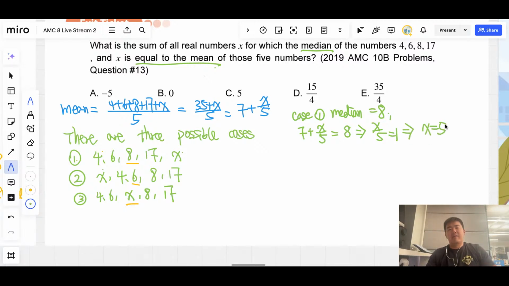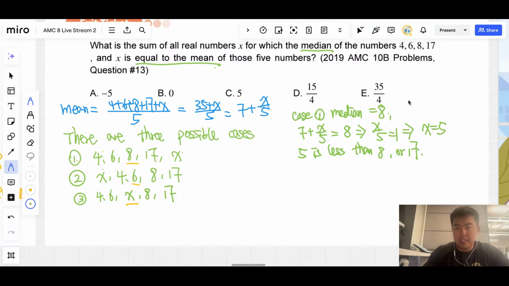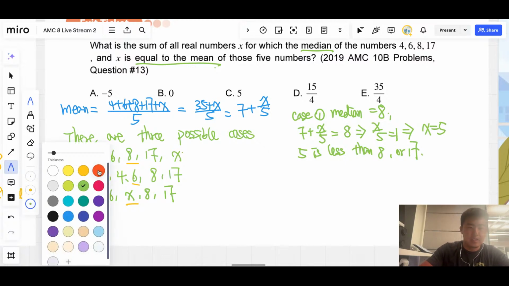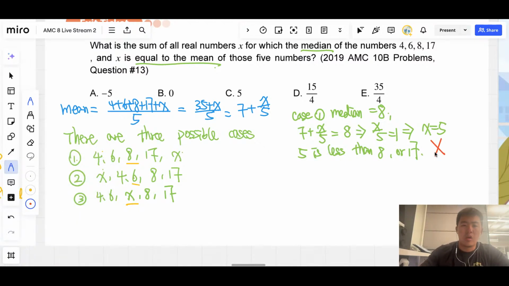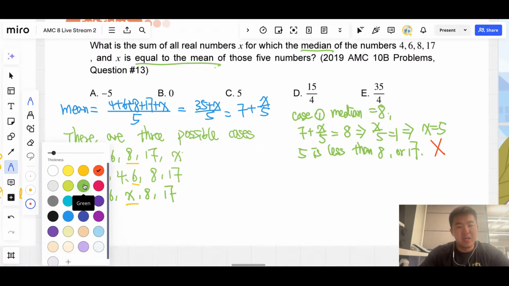So think about that. If x equals 5, when finding the median, we order these numbers from the least to the greatest. And x is supposed to be more than 8 or more than 17, depending on the order you put. But the minimum requirement is that x is more than 8, and 5 is less than 8. So this cannot be true. Let me put a red cross on it. We know this case is not valid.